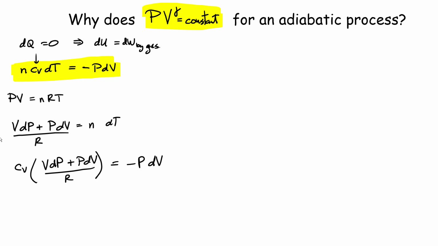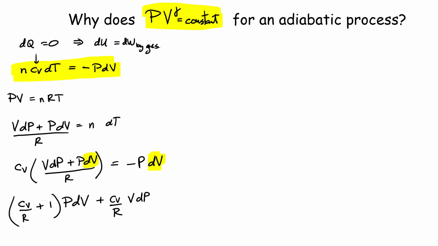We can group some of the terms. Let's bring everything on the left-hand side and group some of the terms. I have two dV terms. Here's one and here's going to be the other. If I group both of those, what do I get? I get CV over R, and when this goes on the other side, it becomes plus 1. I factor out the pressure and the small change in volume. Now I also have a term over here, so I have plus CV over R, and this becomes VdP.